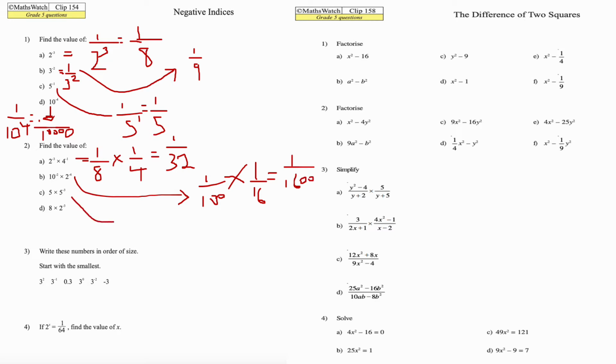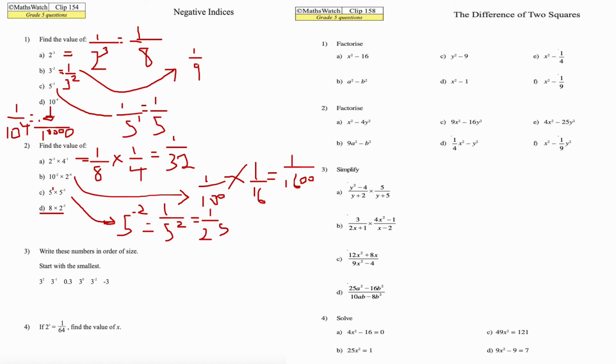Okay, the next one, guys, this one's slightly easier because I can use the indices. 5 times 5 to the minus 3, well, it's 5 to the 1 times 5 to the negative 3. If I add the powers, 1 plus minus 3 is negative 2. 1 subtract 3 is negative 2. So it's 1 over 5 squared, which is 1 over 25. So that's using the multiplication law of indices.